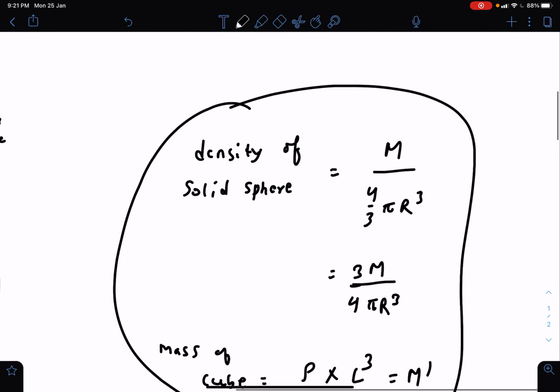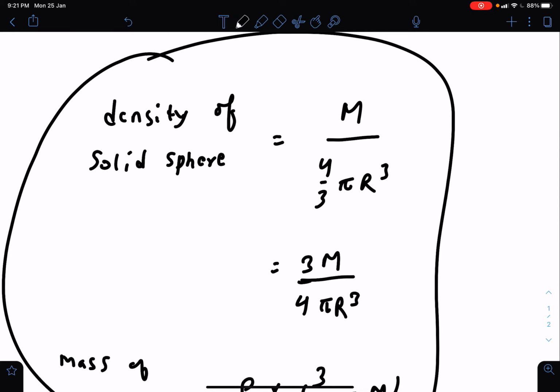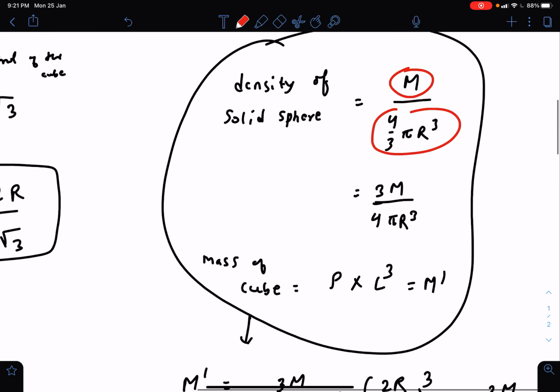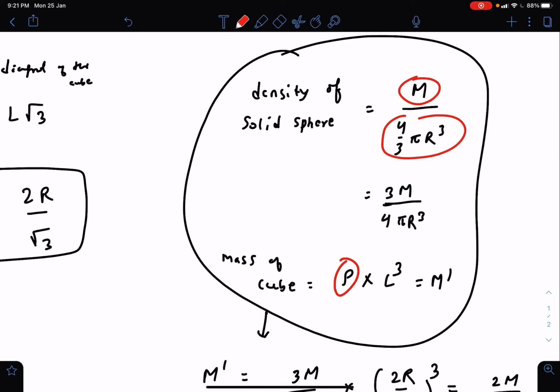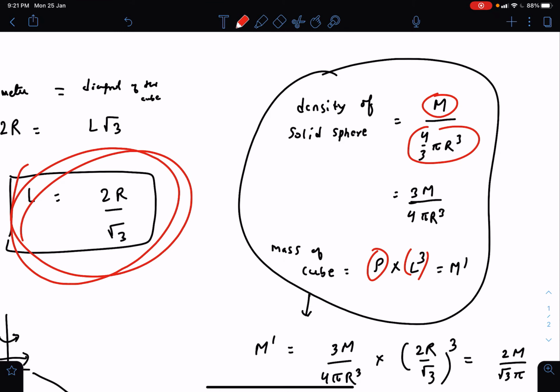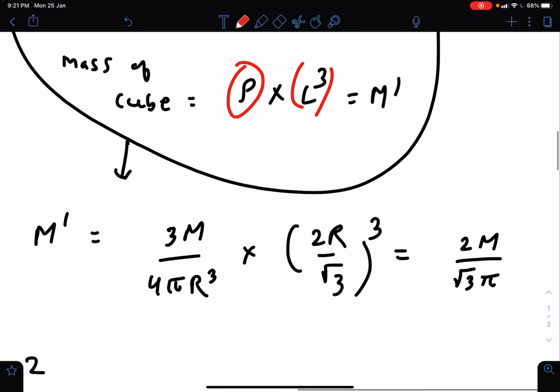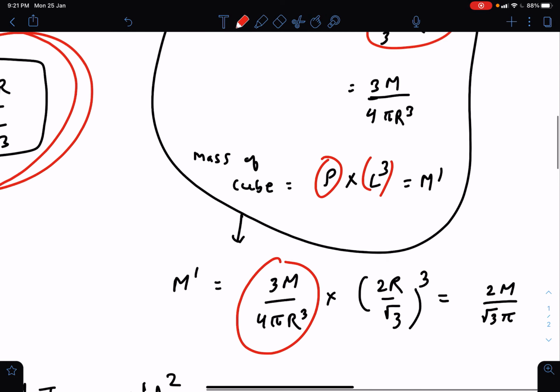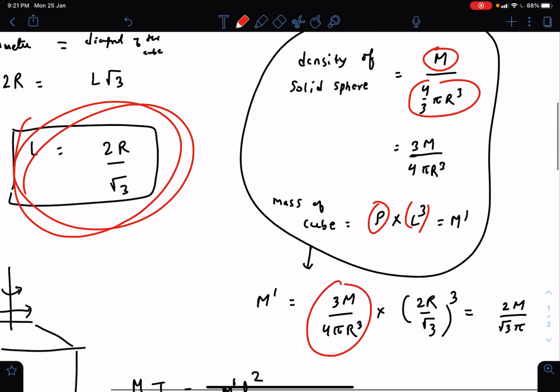Now as far as the mass is considered, the density of the solid sphere is equal to its mass divided by the volume. Then how much is the mass of the cube that we will get? Mass of the cube is equal to the same density with which the solid sphere is made up of, multiplied by the volume of the cube, which is L cube. This L we have already found out. You can see that L is equal to 2r by root 3. So the mass of the cube, I am taking it as m dash, which is equal to this density that we have already found out, and density into the volume. Volume is L cube, L is 2r by root 3, so that's why I am putting 2r by root 3 whole cube. So we get the mass of the cube.